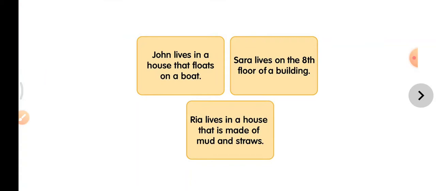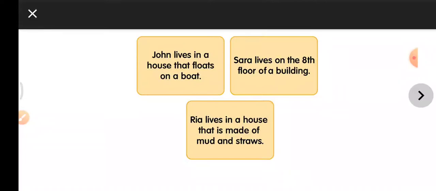So let us discuss this. John lives in a house that floats on a boat. Sarah lives on the 8th floor of a building. Ria lives in a house that is made of mud and straws. So it is very clear that John lives in a houseboat, Sarah lives in a multi-story building and Ria lives in a hut.